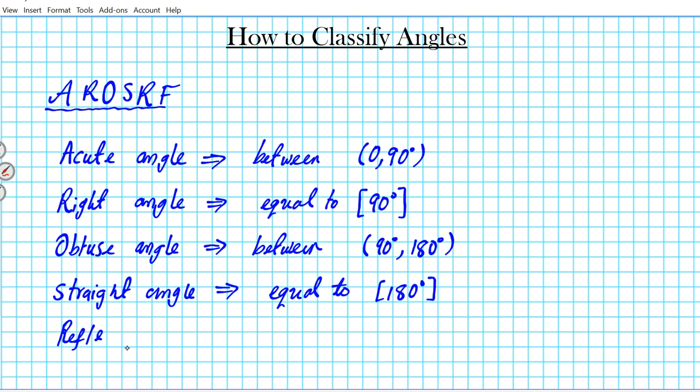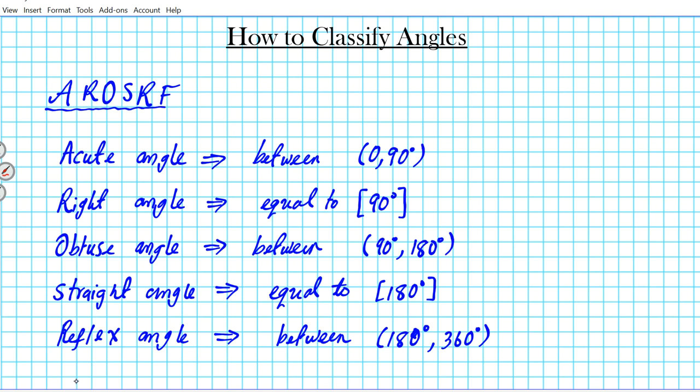And then the next R stands for reflex angles. All right, how do you know that an angle is reflex? Well, if it is between 180 degrees and 360 degrees. Basically, you have a reflex angle if you're in quadrant 3 or 4, or the negative y-axis if your angle is graphed in standard position.